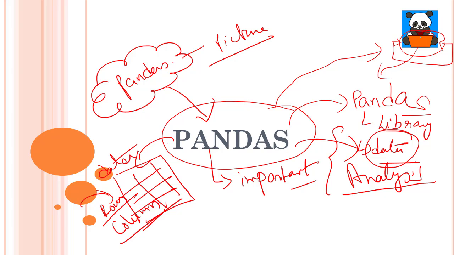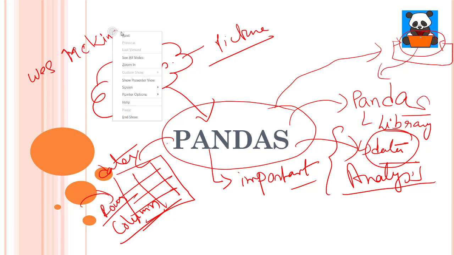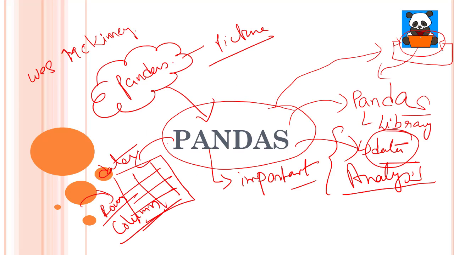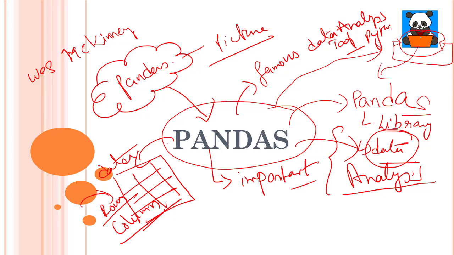It was introduced in 2008 by Wes McKinney. He's the one who started developing this. He developed Pandas to be a robust and super fast data analysis tool. This is an important and famous data analysis tool for Python. This is the general use.